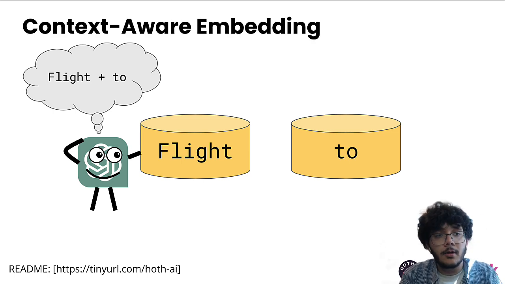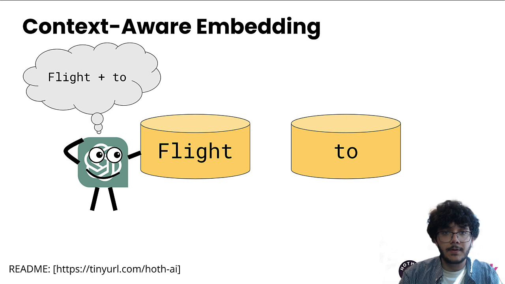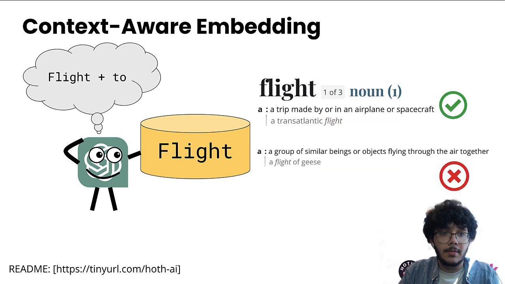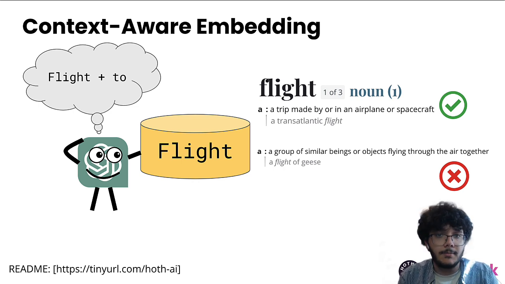Next, it would do something called context-aware embedding. All that means is that while we're embedding each specific token, we also consider the context of that token. For example, when we're embedding the word "flight," we see that the next word is the word "to." And from this, we can determine that in this context, flight means a trip made in an airplane or spacecraft, and not a group of similar beings or objects flying through the air. So when we analyze the context of a token, we can tell what it means, and we can also analyze word relationships and semantic meaning.